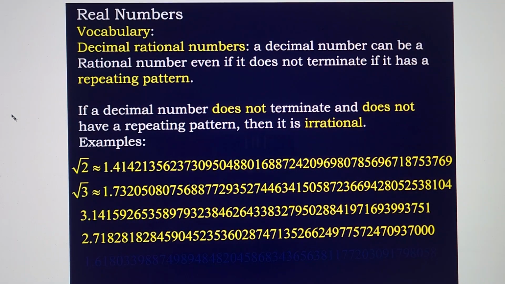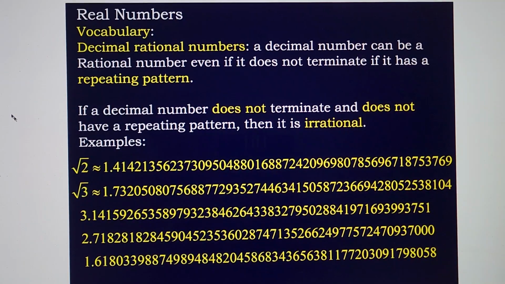The last one, 2.718281, and so on, is Euler's number, the number e in mathematics. Very important number. Look at it. It's decimal, it goes on forever, and it has no repeating pattern. So that is an irrational number.